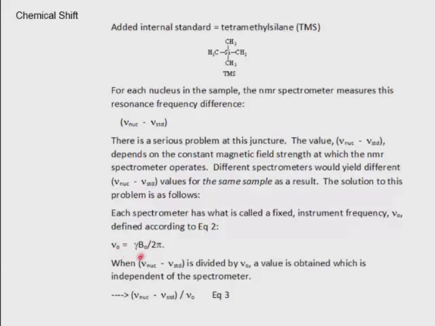What it next does is to take this resonance frequency difference, nu nucleus minus nu standard, and divide it by nu naught. When it does this, it obtains a value which is independent of the spectrometer, given here by equation 3.